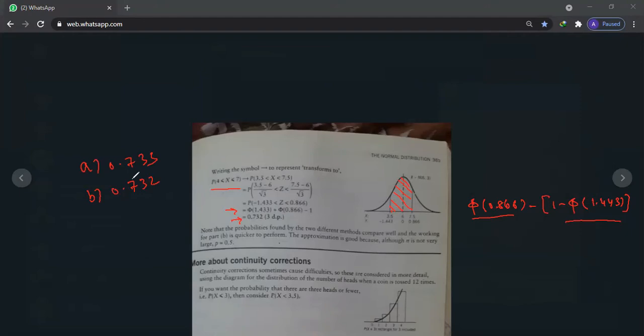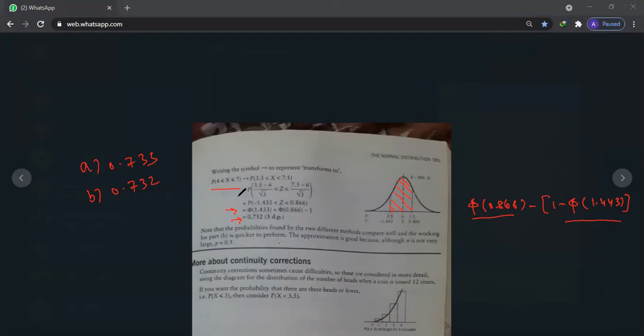So if we find the probability of a binomial experiment with the help of the normal distribution, then there will be no significant difference. The answer will be approximately the same. Okay. Now we will practice the continuity correction questions.